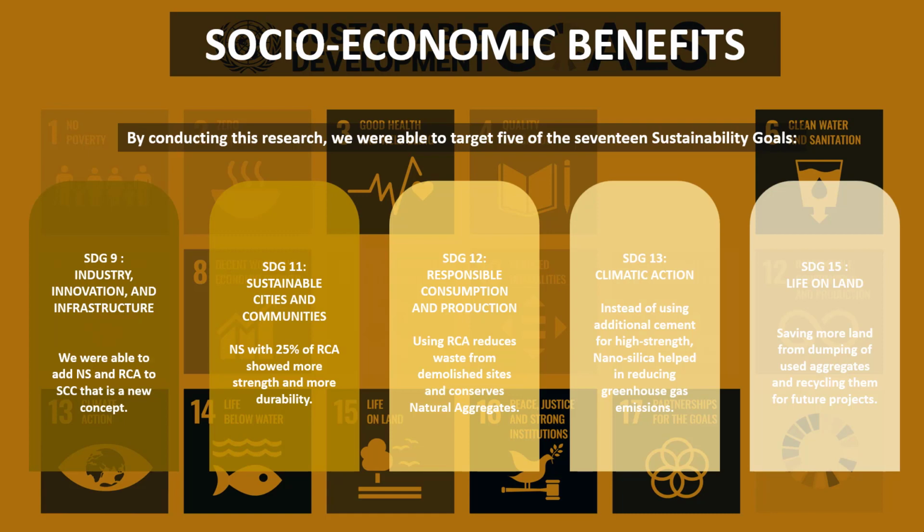SDG number 12, Responsible Consumption and Production. Using RCA reduces waste from demolished sites and conserves natural aggregates. SDG number 13, Climatic Action. Instead of using additional cement for high strength, Nano-Silica helped in reducing greenhouse gas emissions. SDG number 15, Life on Land. Saving more land from dumping of used aggregates and recycling them for future projects.